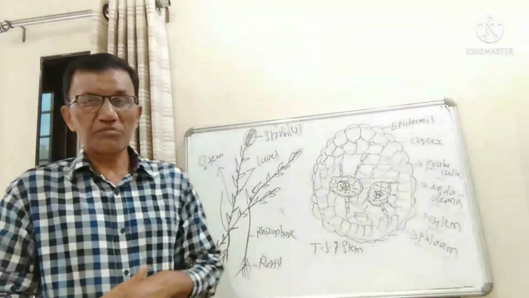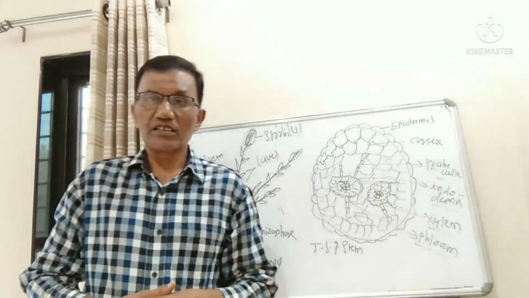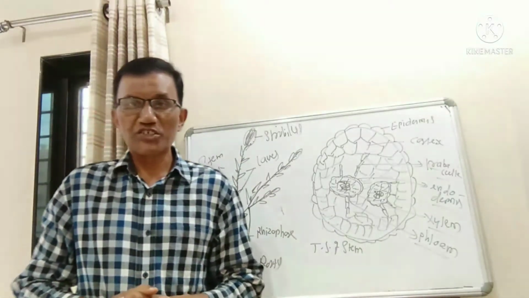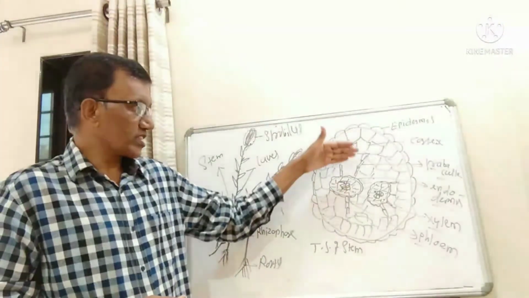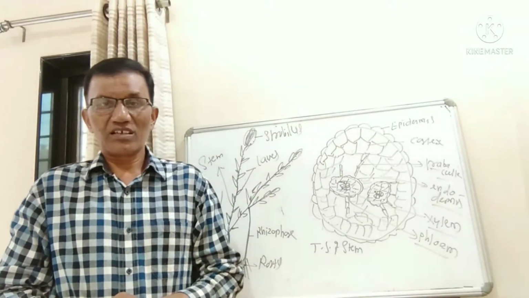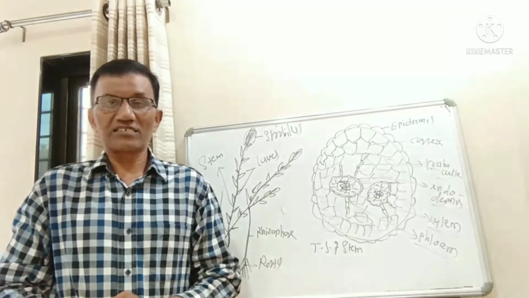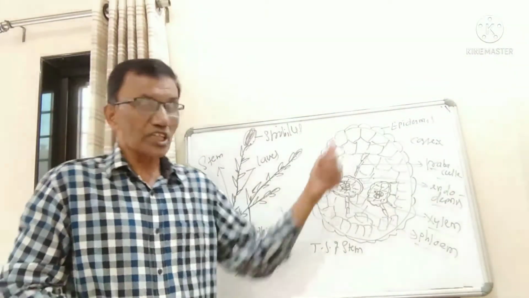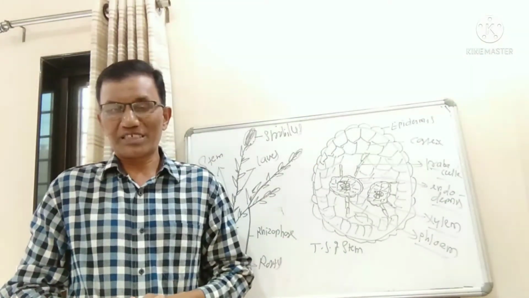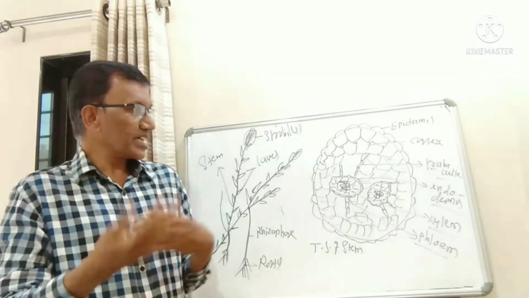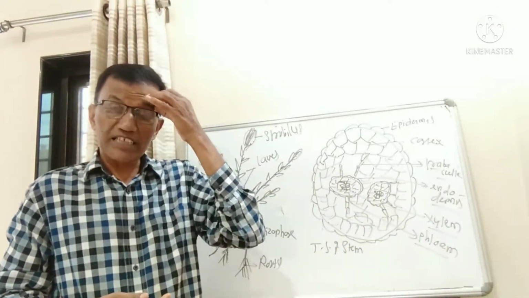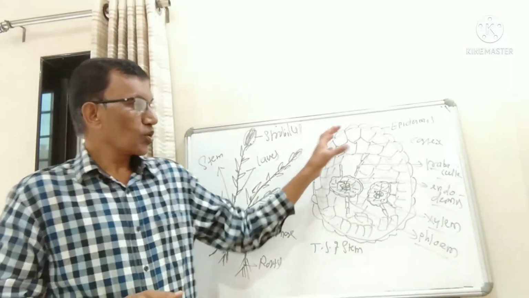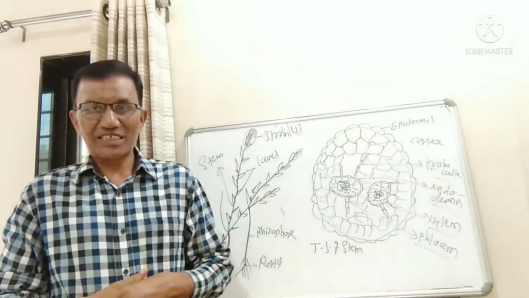and below the epidermis there is the cortex. The cortex may be differentiated into outer cortex and inner cortex. There are certain species of Selaginella in which the outer cortex is made up of sclerenchymatous tissues, or in the majority of species of Selaginella, the cortex is made up of collenchymatous tissues and parenchymatous tissues.